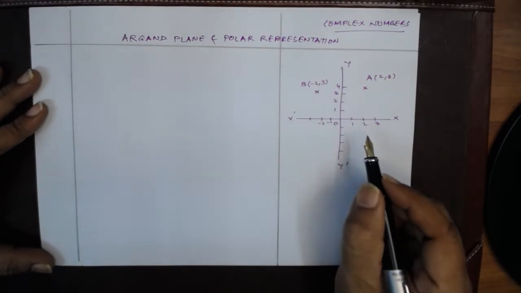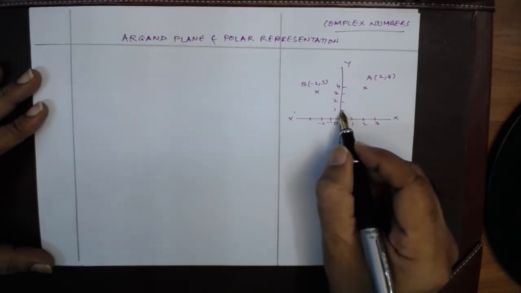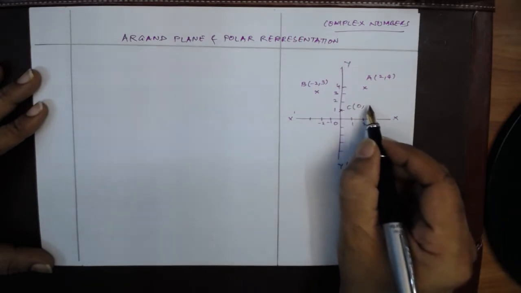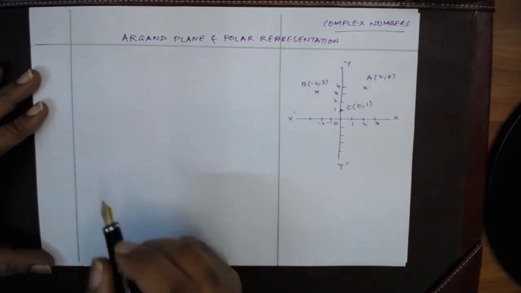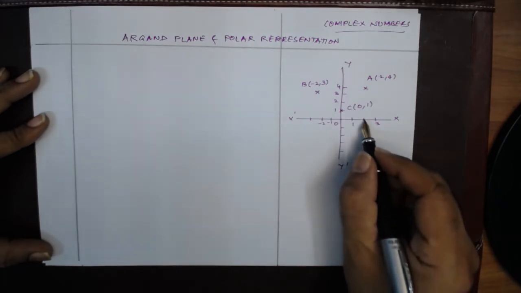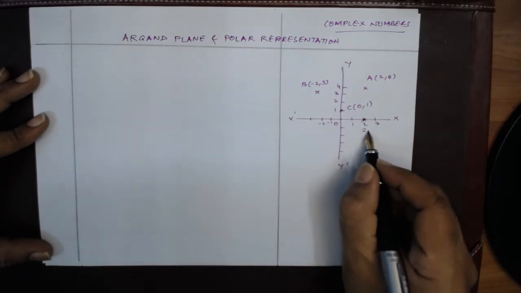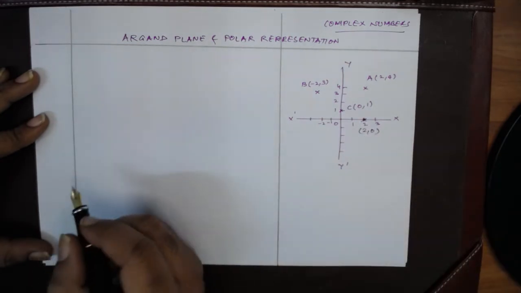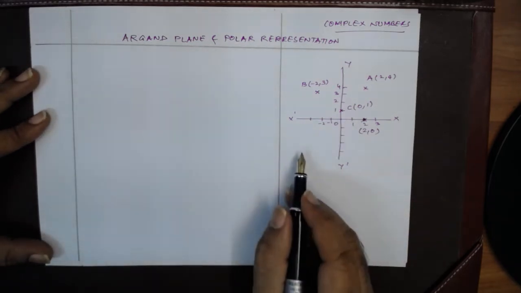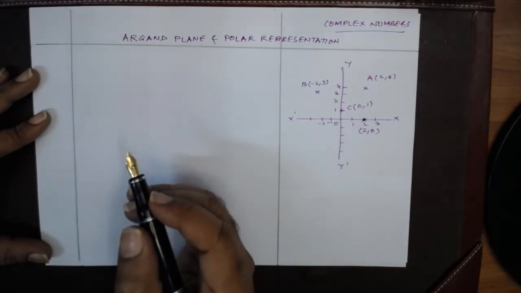Similarly, we can indicate the point C, that is 0, 1. 0, 1 means x is 0 and y is 1, so this point. So this is C, that is 0, 1. And D is indicated as 2, 0. So 2, y is 0, so this point. And we have similarly E at minus 5, minus 2 and F at 1, minus 2, etc. So likewise we can have different points.